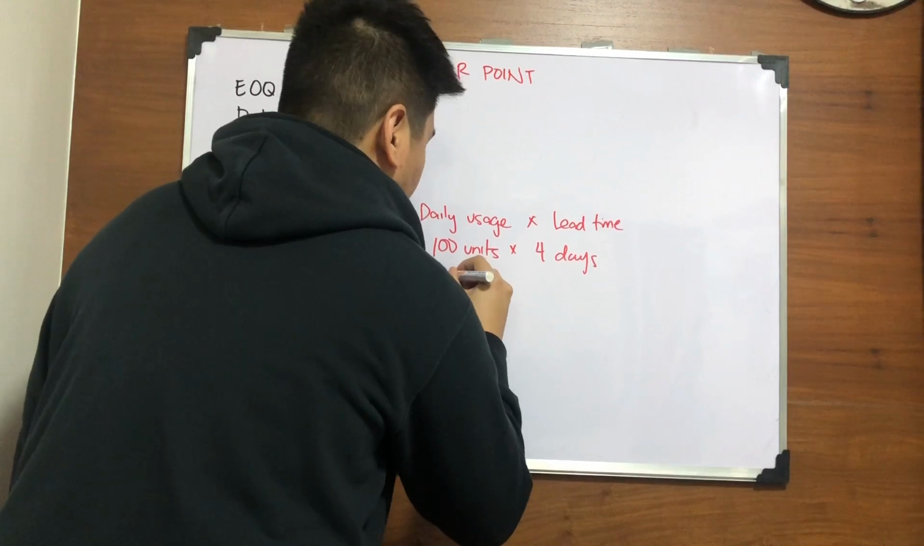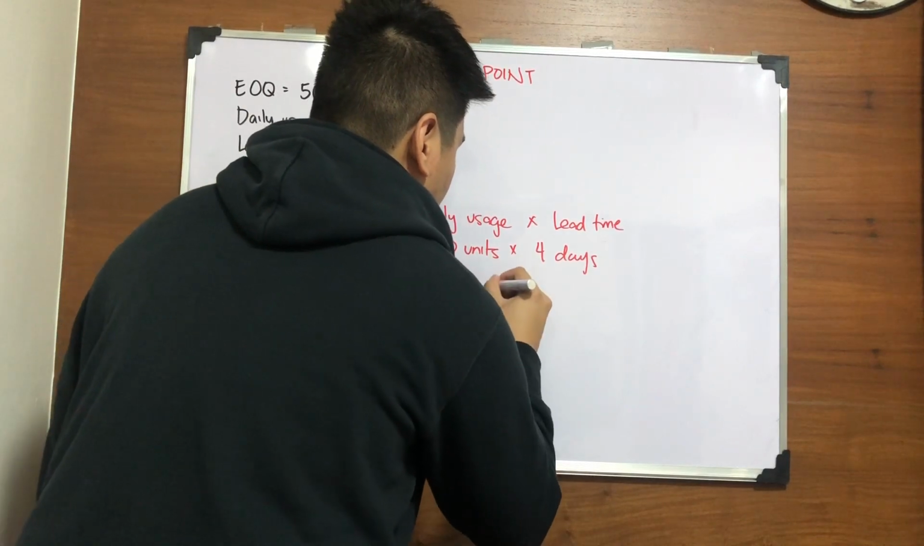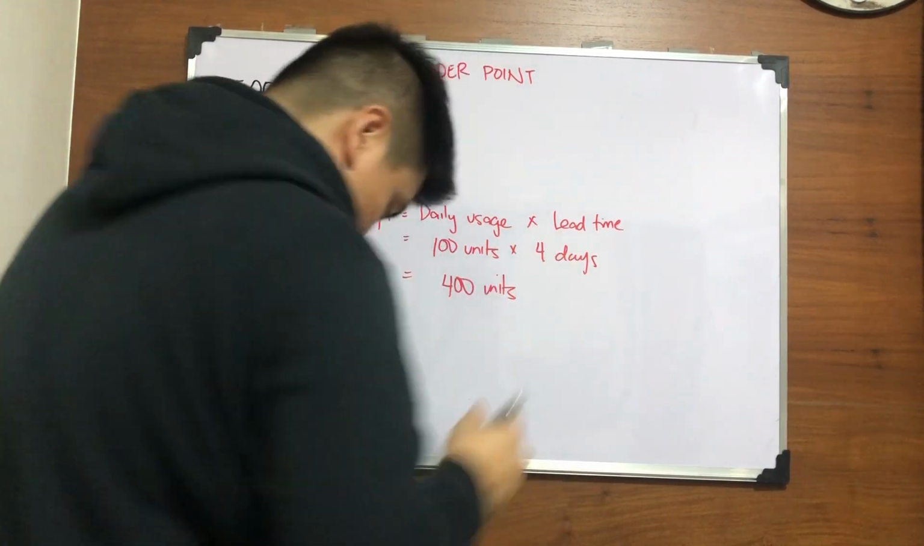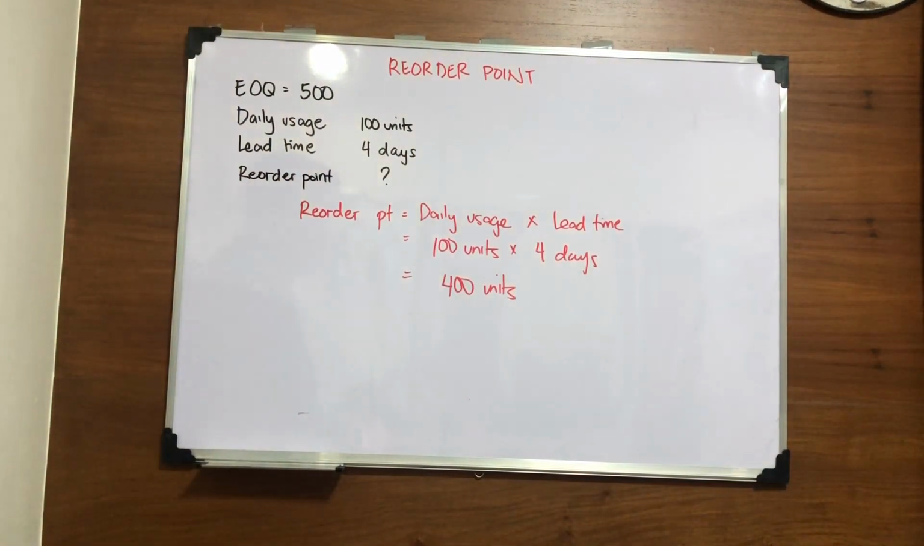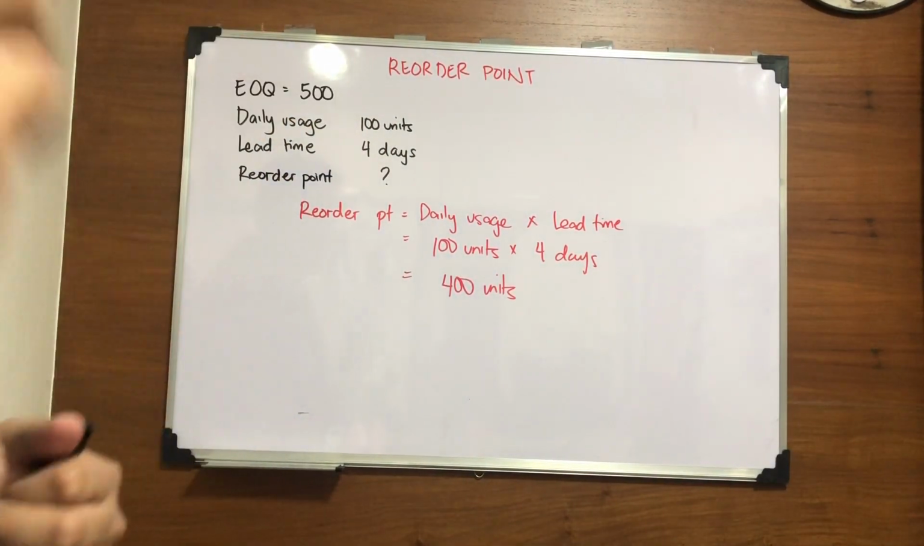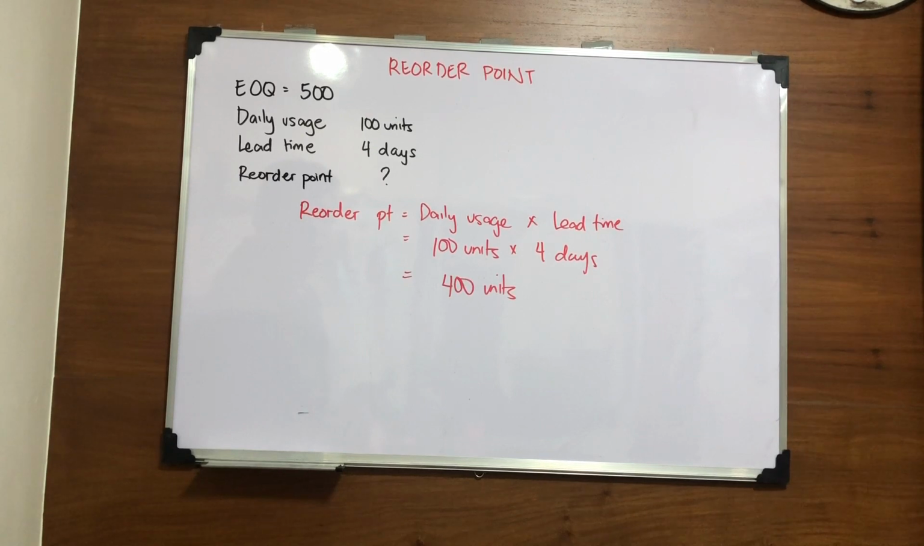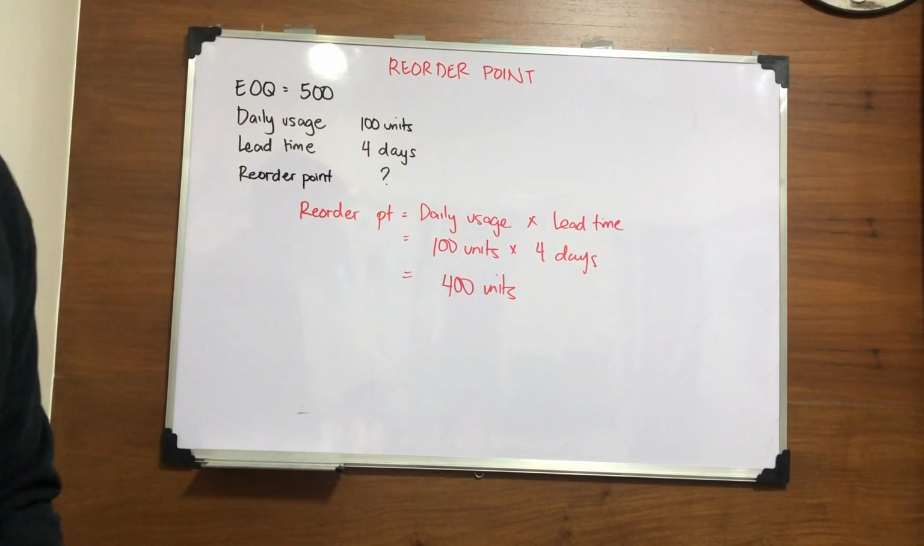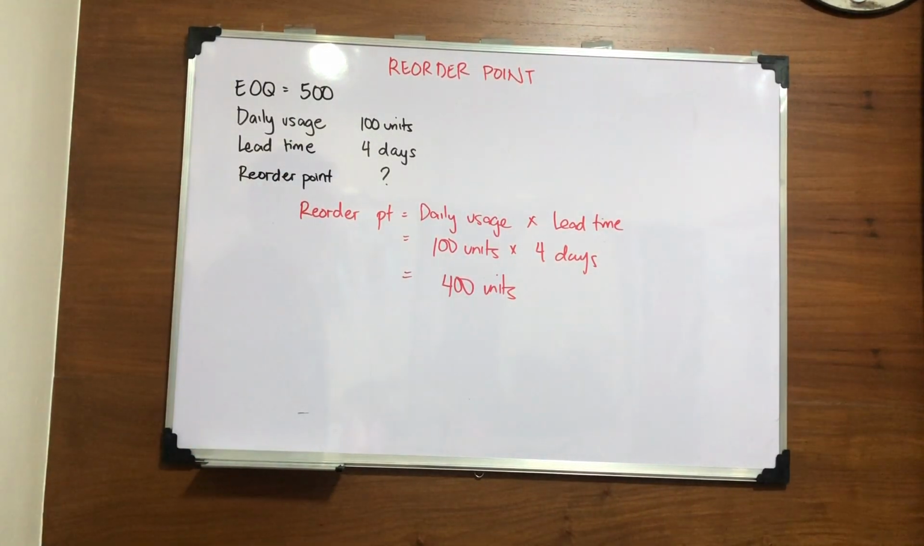We have 400 units. Okay. So what does this mean? This simply means that for you to order, for you not to have shortage in stock, because you only have in EOQ 500 and your lead time is for 4 days.